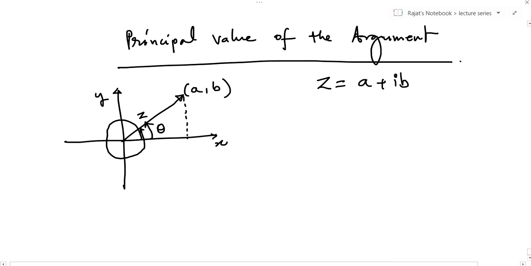So how to differentiate? There can be infinite arguments for a complex number. That's why we introduce the concept of the principal value of the argument. The principal value essentially says that whatever argument you are getting, it should be between pi and minus pi.